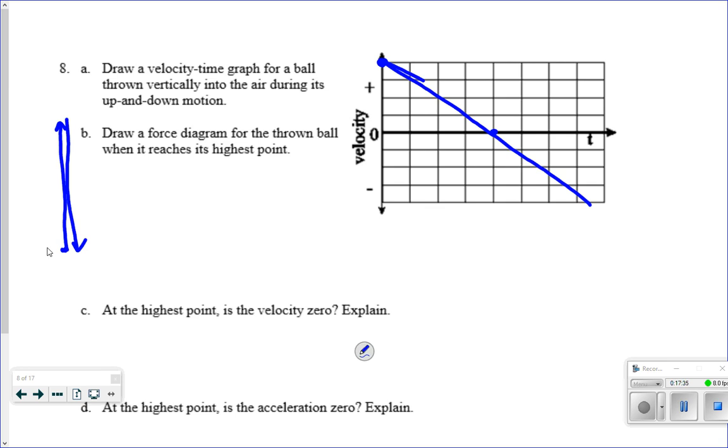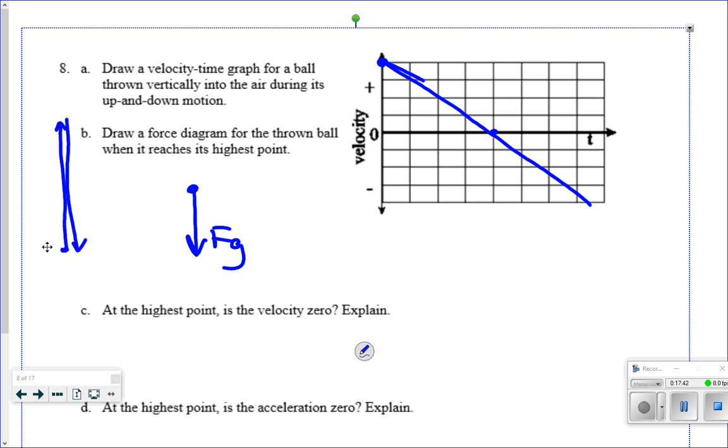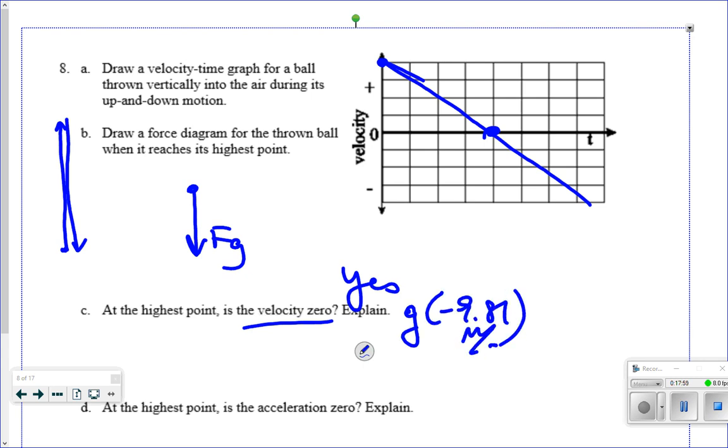All right. Free body diagram for the ball when it's at the highest point. What's acting on it? Gravity. That's it. And honestly, that's the free body diagram anywhere. It doesn't matter where in the flight it is. At the highest point, is the velocity 0? Yes, it is. And you know why? Because gravity slowed it down. Little g, negative 9.81 meters per second squared, slowed the ball down and then started it accelerating and moving in the negative direction. But this is that pause at the top.